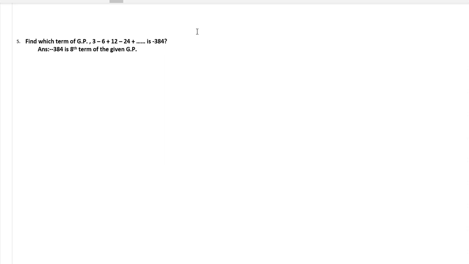Okay, so find which term of GP 3 minus 6 plus 12 minus 24 plus so on and on is minus 384. Now look at this GP a little differently, because this is given in terms of a series. Let's look at it in terms of a sequence. Actually it is 3, minus 6, 12, minus 24, and so on. This is the actual GP.